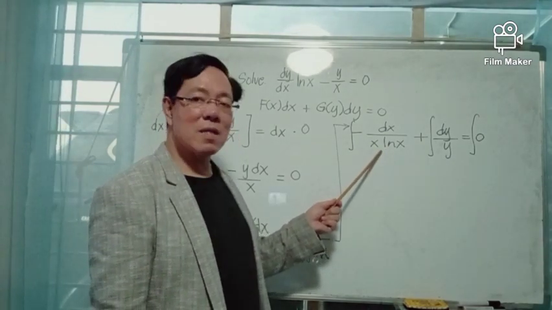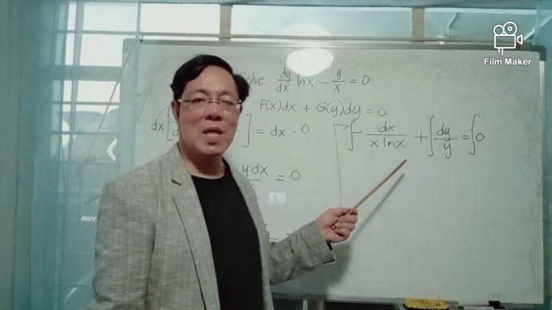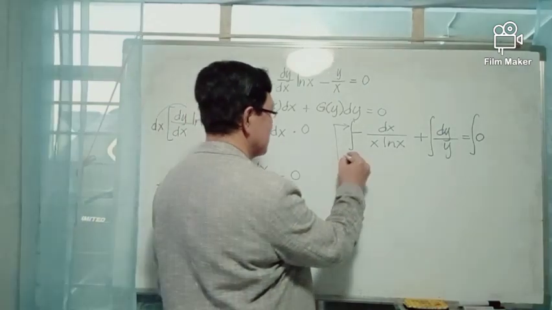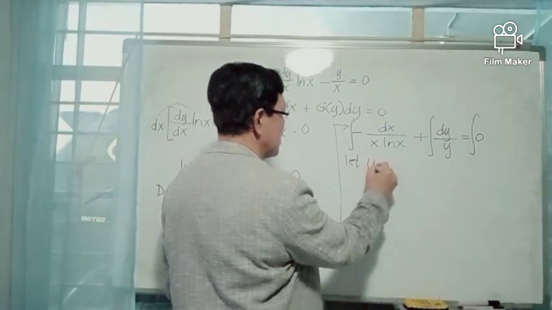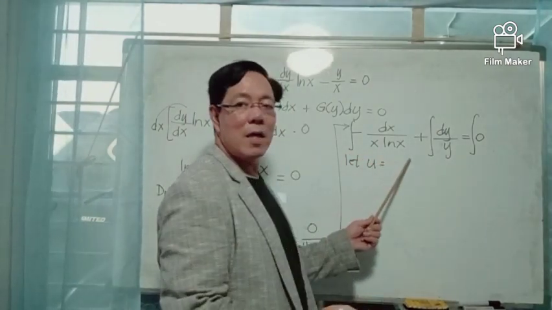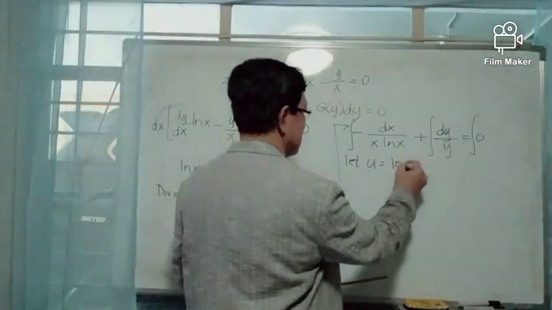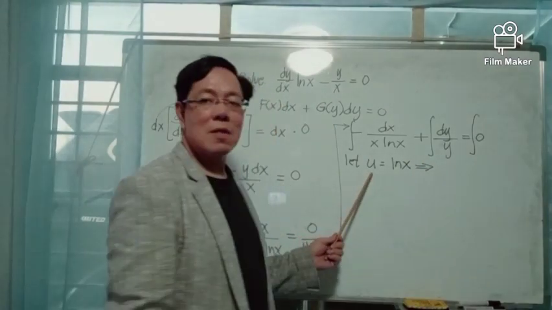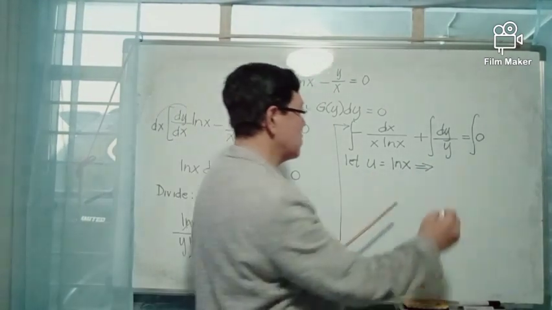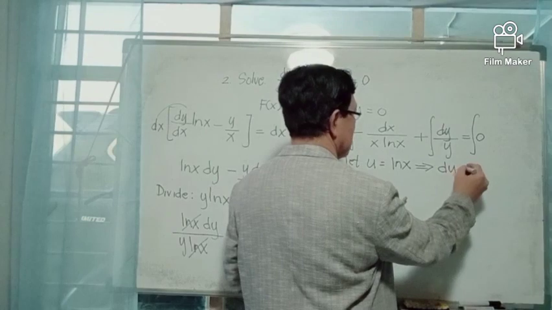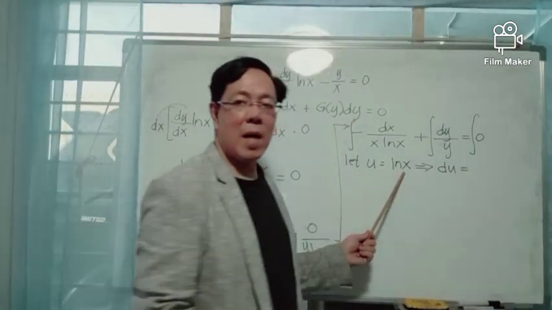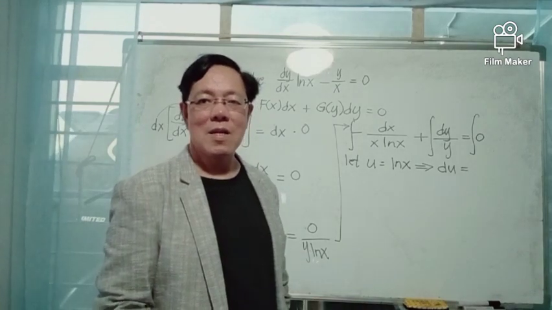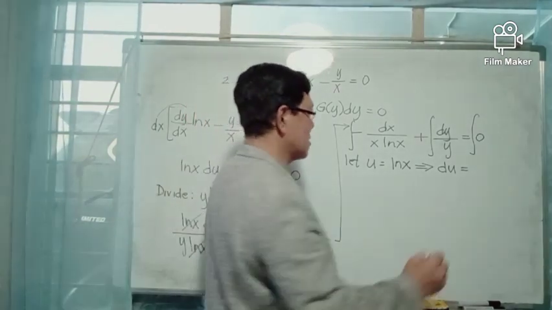Thus, for a change of variable, we let ln of x be equal to u. We let u equals ln of x, and we differentiate both sides. Derivative of u is du. Derivative of ln of x is 1 over x multiplied by dx equals dx over x.